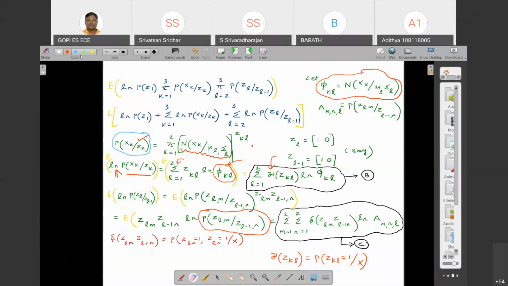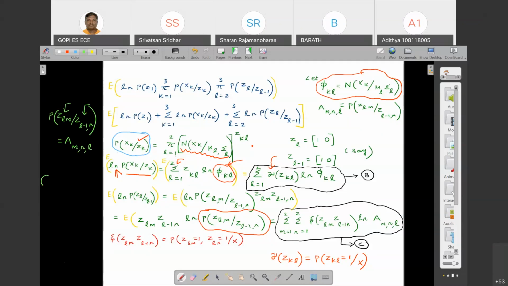What we are having here is the transition probability, right? So what I'm trying to say is the probability of Z_L,M given Z_L-1,N. Of course, this is what we call the transition probability, which we write as A. Of course, we can describe it with subscripts M, N, and L. What does it really mean? This L indicates the sequence actually, right? Because it is in order, right?